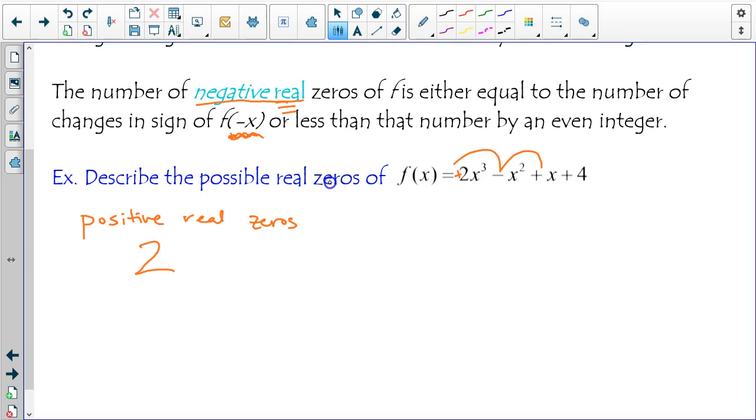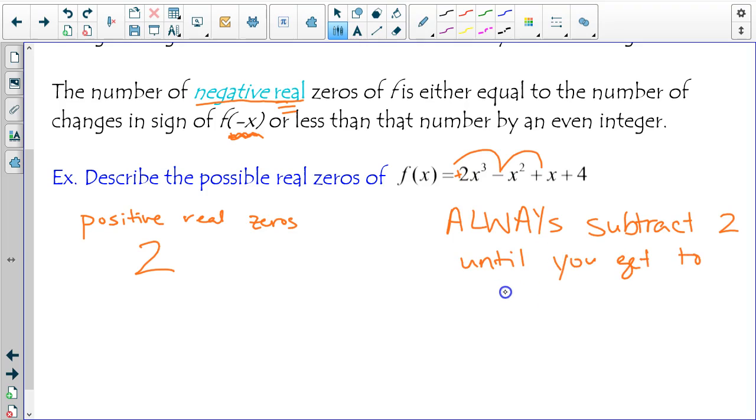That sounds really confusing. Let me tell you what to do. Once you get this number, are you all listening? I don't care what that number is. I don't care. Always subtract 2, because that's even, until you get to 1 or 0. So if that's a 2 and I subtract 2, what do I get? 0. So you know what that tells me? There's either 2 positive real zeros or there's none. That's what I just found out. There's either 2 positive reals or none.